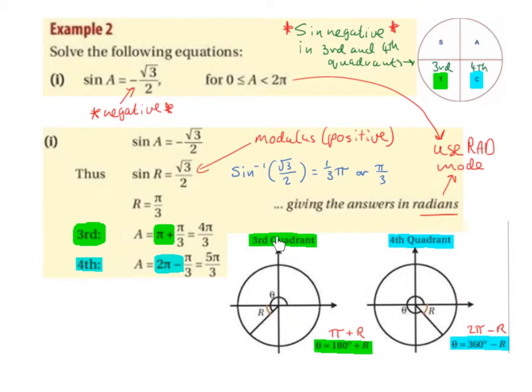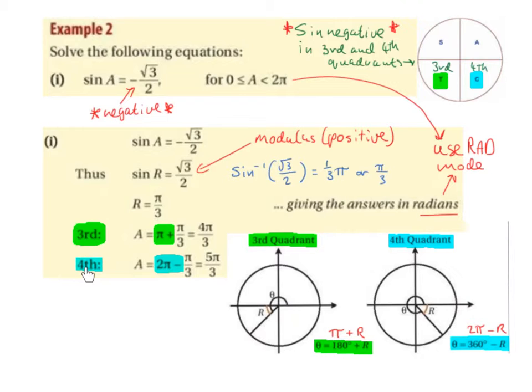So in the third quadrant, we need to add 180 to the reference angle, or we're actually going to use pi because 180 degrees is equal to pi, and that's because we were told in the question that we're using radians. So it's going to be pi plus the reference angle. So it's going to be pi plus pi over 3, which is 4 pi over 3.